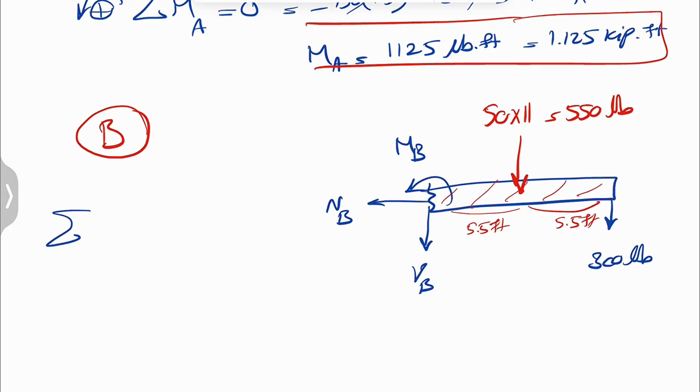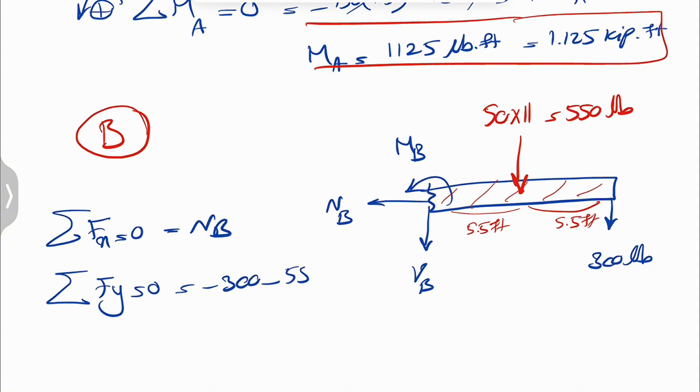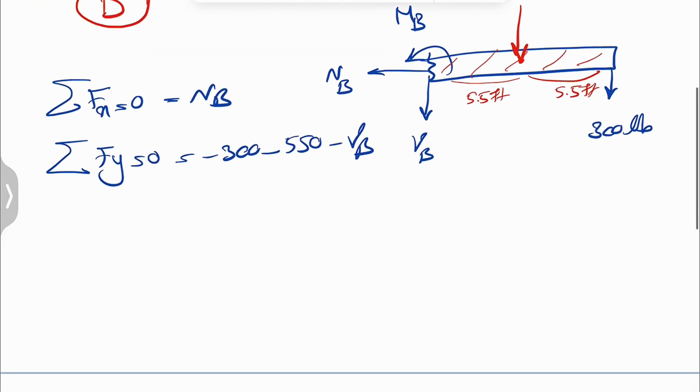All right, so let's move on to our FX. We can see that NB is going to be 0. Let's do sum of all forces in Y. We have negative 300, negative 550, and negative VB, which means our VB is also negative 850 pounds. Again, the negative sign shows that the VB is actually upward.